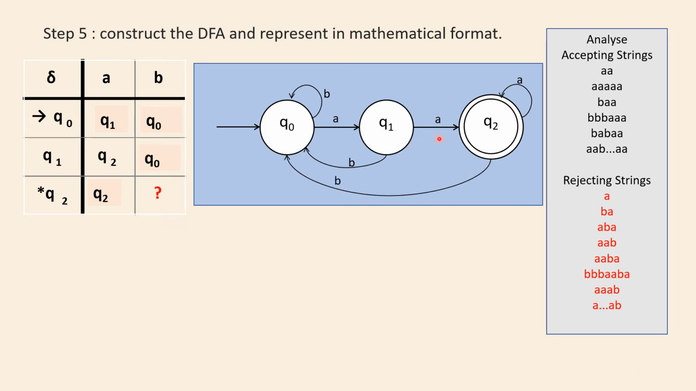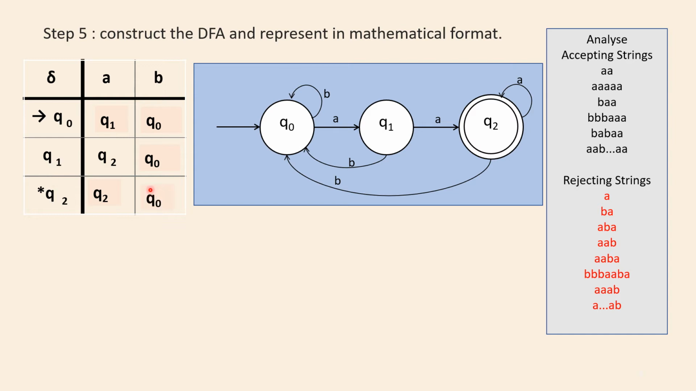Again AA will reach the final state. So Q0 to Q1 moves on A, Q1 to Q2 moves on A, and if I have n number of B's, I am giving it back to Q0. They get looped n number of times and AA reaches the final state.